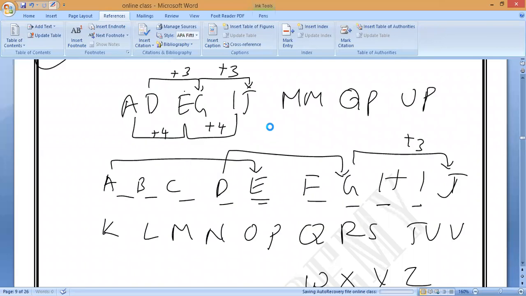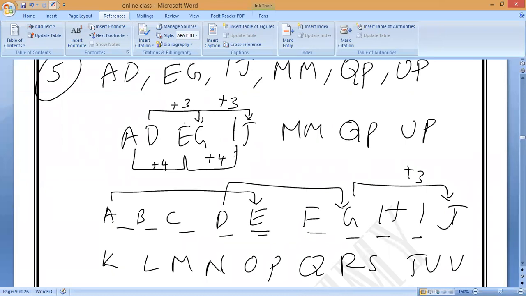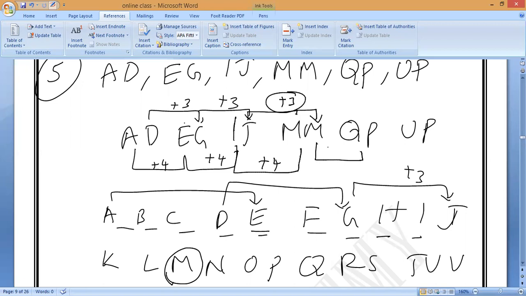Now, somewhere it is not following. Please kindly check it, all of you. If you add 4 to I, what will come? M will come. Correct or not? Now J, if you add 3, it will also come M. So it is also correct. Next, M if you add 4: 1, 2, 3, 4. Q will come. Correct. Next, M again, if you add 3, Q will come. Is it yes or no?